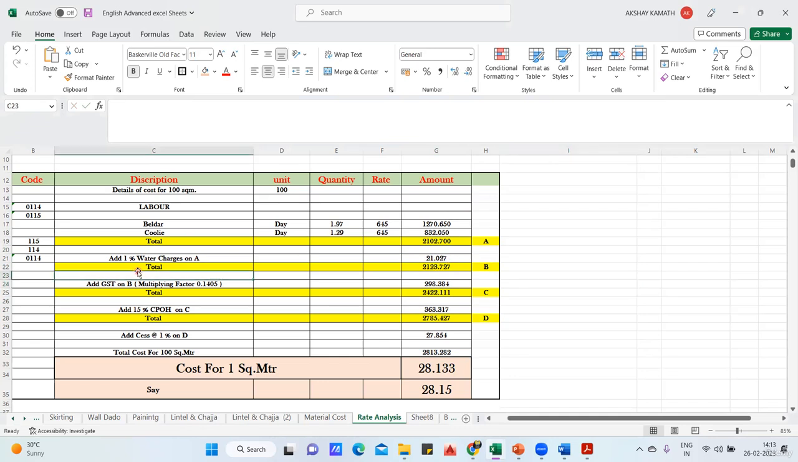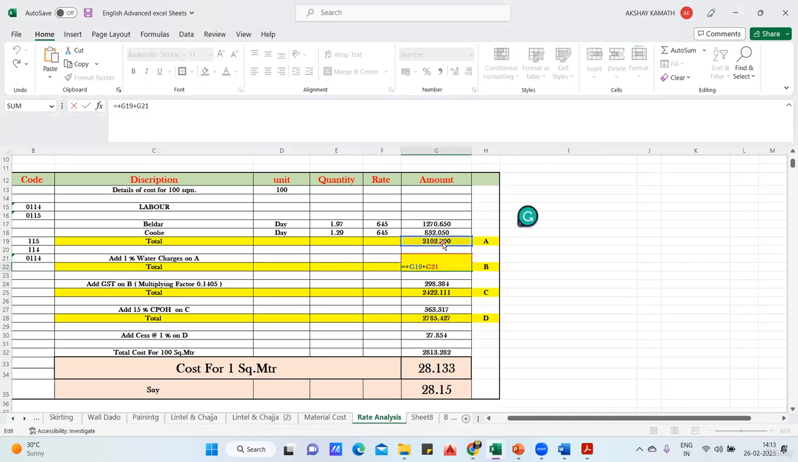Now I'll do the total. So total will be 2102.7 plus 21.027. You add it, you will get 2123.727. Finish.